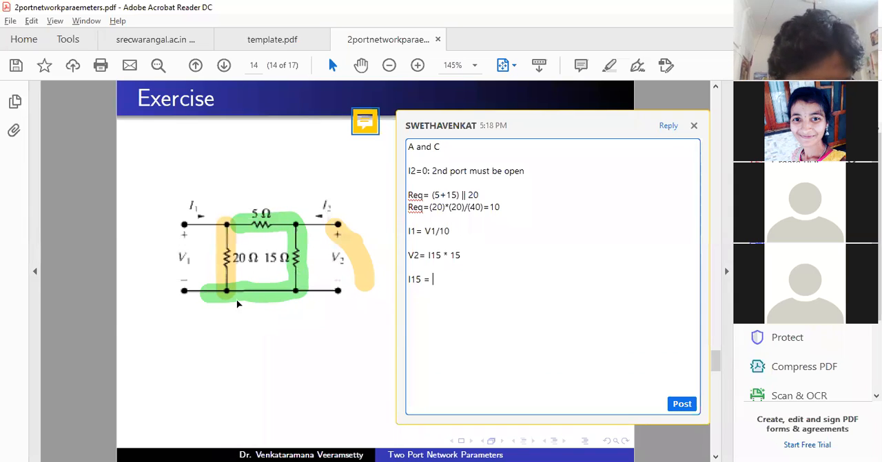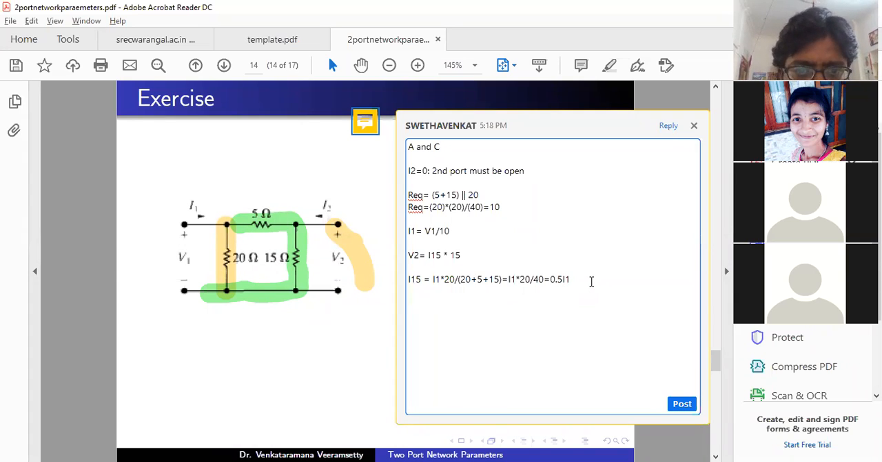So I want to calculate the current flowing through this branch, that's I15. I15 equals the total input current I1 into the opposite branch, 20, divided by the sum of these two, 20 plus 5 plus 15. The numerator is 20 and the denominator is 15 plus 5 plus 20, which is 40. If I made any mistake, please let me know. So that's 20 by 40, 1 by 2, which equals 0.5 I1. So I15, the current flowing through the 15 ohm resistance, is 0.5 into I1.